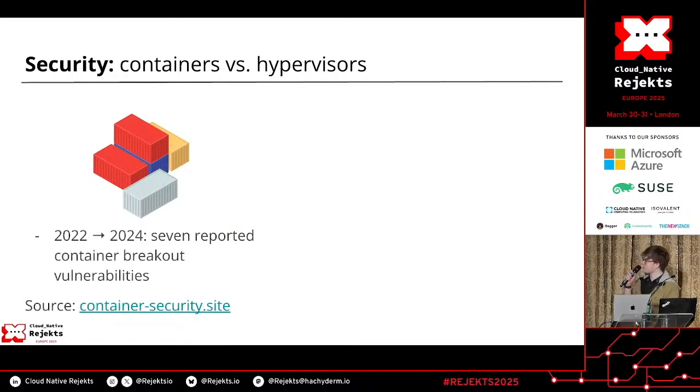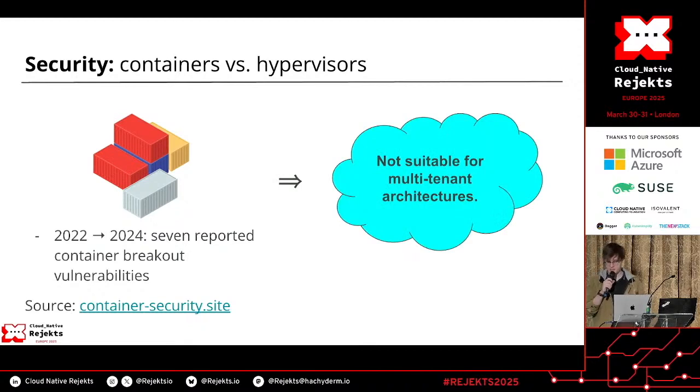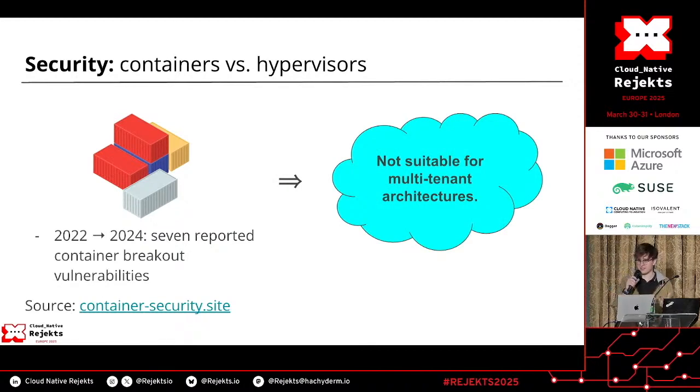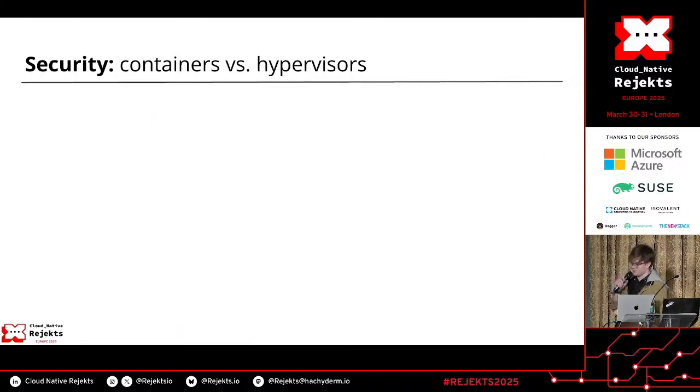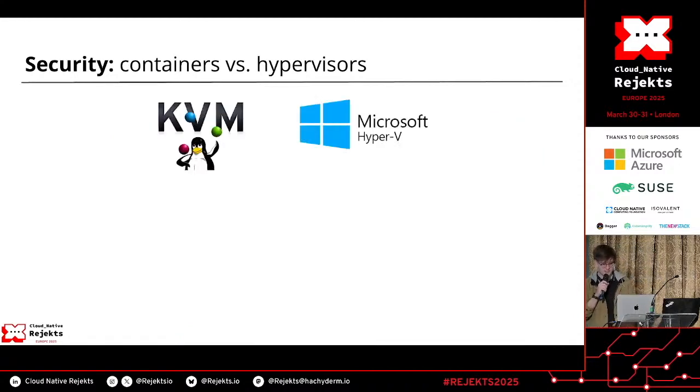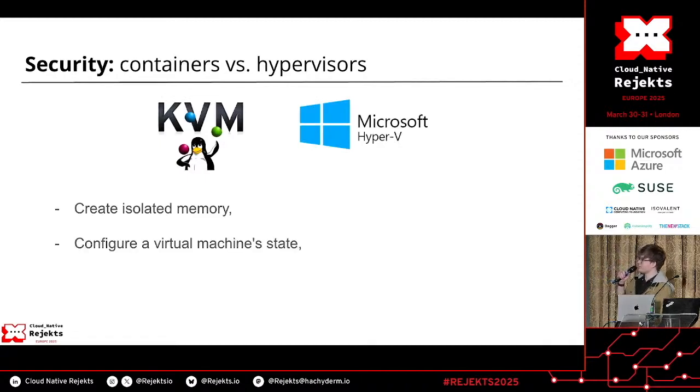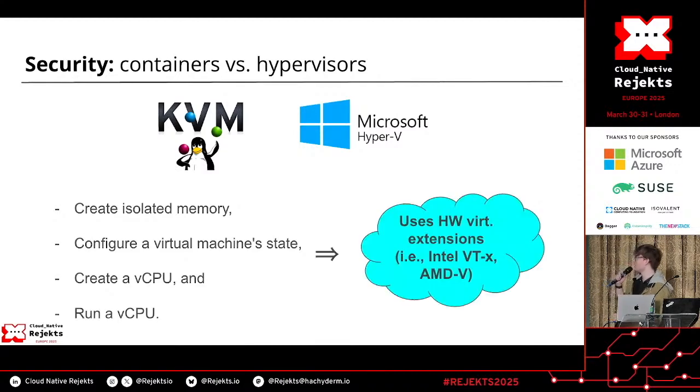With containers, between 2022 and 2024, we had 7 reported container breakout vulnerabilities. These are vulnerabilities stemming from the use of those kernel features that give them the weak isolation. And what this implies is that containers are not really suitable for multi-tenant architecture, where customers are sharing infrastructure. Hypervisors, on the other hand, like KVM or MSHV, provide a different API to create isolated memory, configure a virtual machine state, create a vCPU, and run a vCPU, and they do that through hardware virtualization extensions like Intel VT-x or AMD-V. So they're not using those same kernel features that create those vulnerabilities.